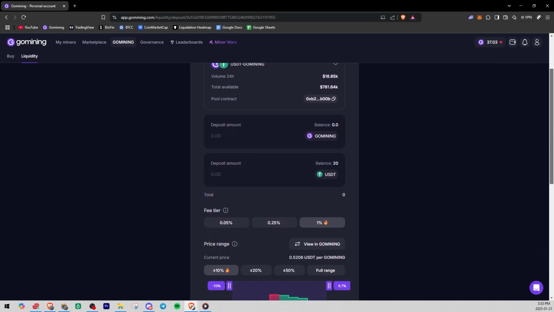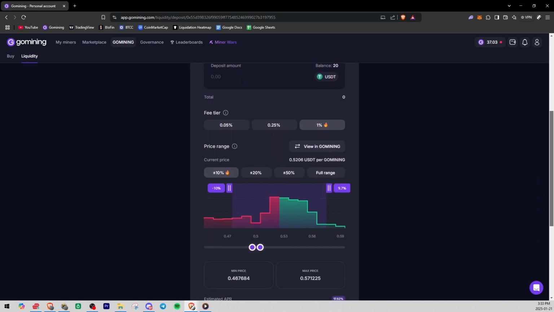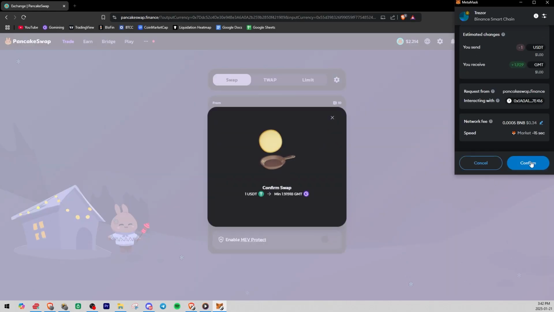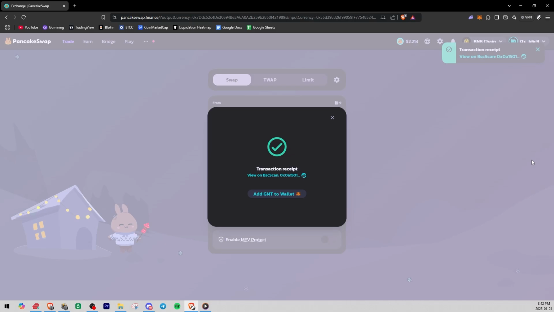GoMining's liquidity pools enable users to provide liquidity for trading on decentralized exchanges, facilitating seamless token swaps and offering participants the opportunity to earn rewards.